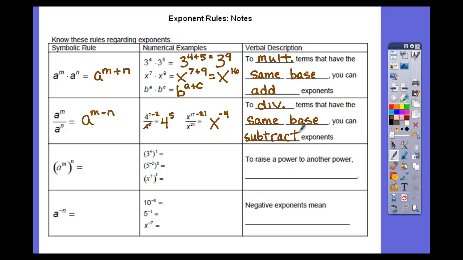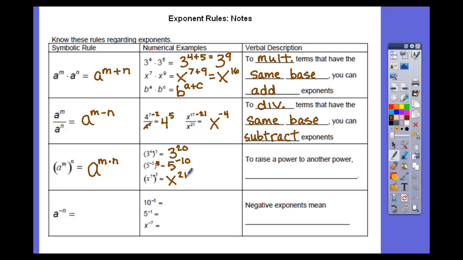This next one here, a to the m to the n power, is what we call a power to a power. And the way we do that, we leave the base the same. You do m times n. So here you do 4 times 5, that would be 20. So 3 to the 20 power. Negative 2, and I believe that's a 5. I'm not sure about that. Whatever it is on your paper, I'm going to treat it as if it is a 5. So 5 times negative 2 is negative 10. Then x stays the same, and you get 7 times 3, which is 21.